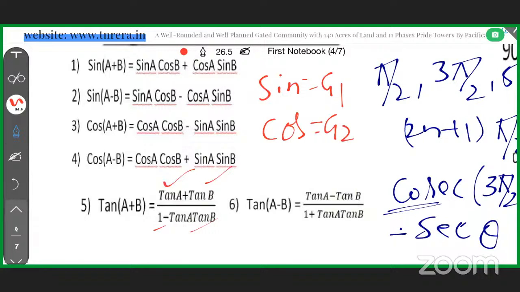So only the first gang will be there, that is cos A into cos B. Then sin A into sin B. Whereas tan is a single only. So tan of A plus B is equal to tan A plus tan B whole divided by 1 minus tan A into tan B. Similarly, for A minus B, tan A minus tan B whole divided by 1 plus tan A into tan B.